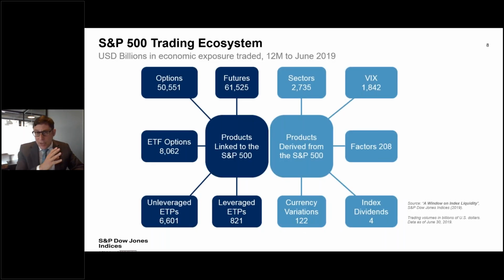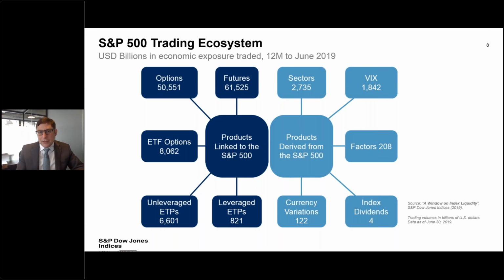Unfortunately, we haven't updated this research. We're planning to do that soon. The latest time we did this was in the summer of 2019. We took all the various ways that you can trade the S&P 500 index itself, looking at futures, options, ETFs and leveraged ETFs on the left-hand side. And on the right-hand side, those products that are derived from the S&P 500: the sectors, factors, things like growth and value, the dividends themselves are tradable, and of course you can trade the S&P 500 in various different currencies.